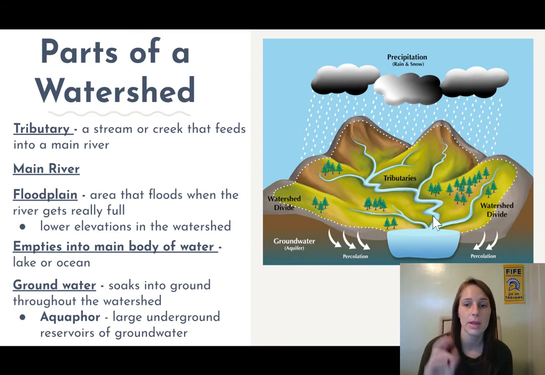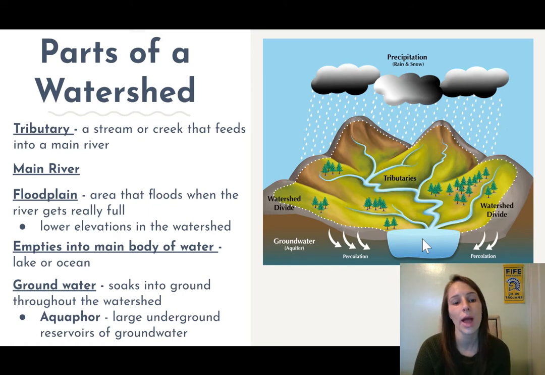So the main river is going to be the second part of a watershed. It's going to be kind of the main flow. It's larger compared to these streams and creeks, and ultimately the streams and creeks are going to be going down from high altitude to low altitude to get into this main river. Now, this main river is eventually going to empty into a main body of water, like a lake or ocean that you see down here.